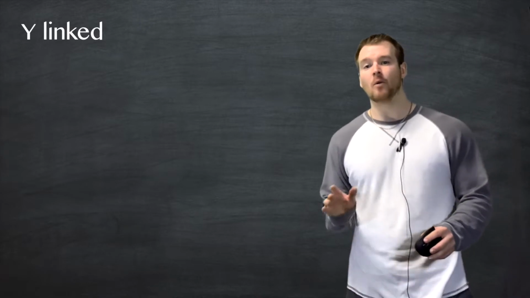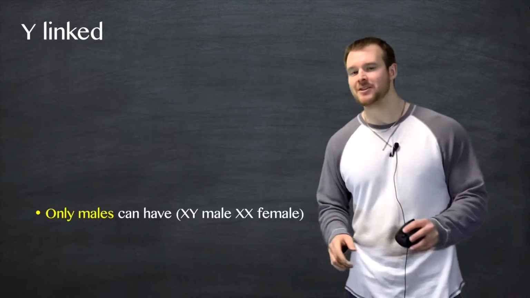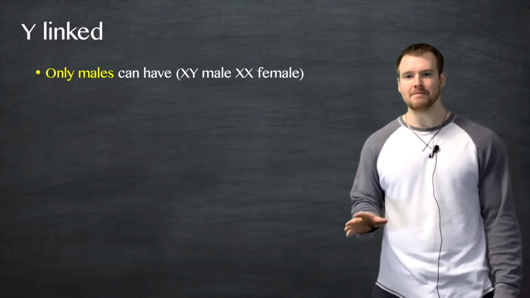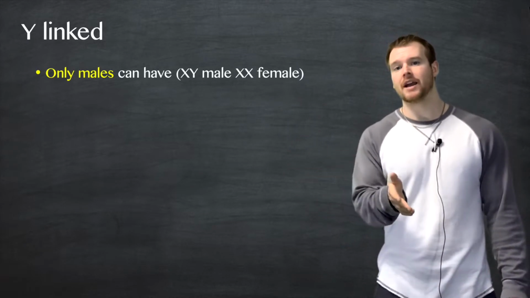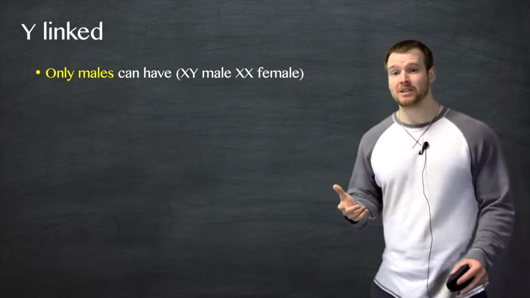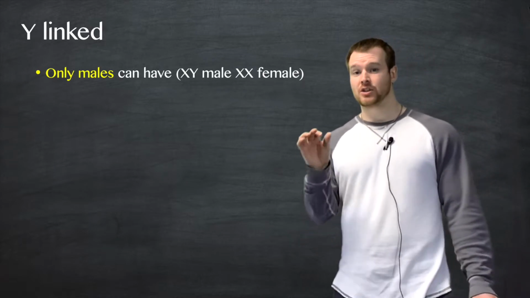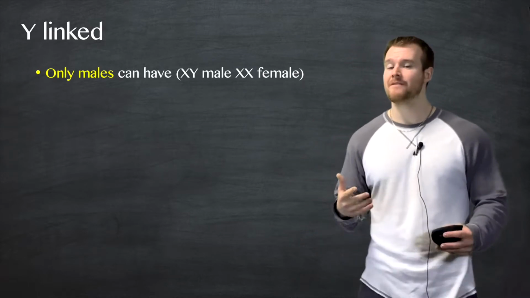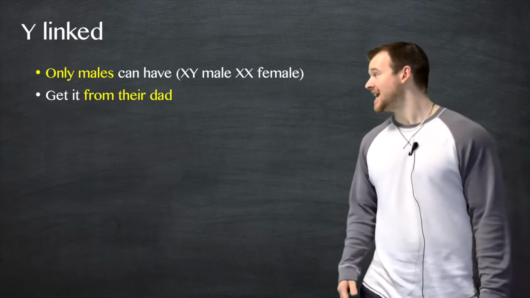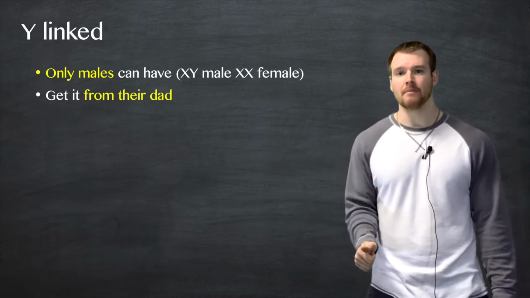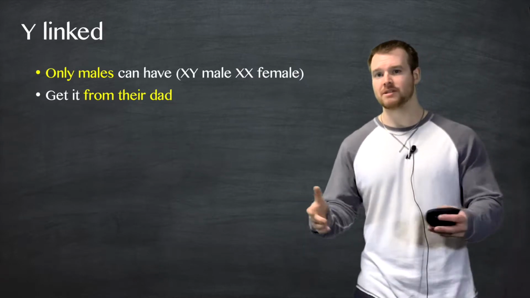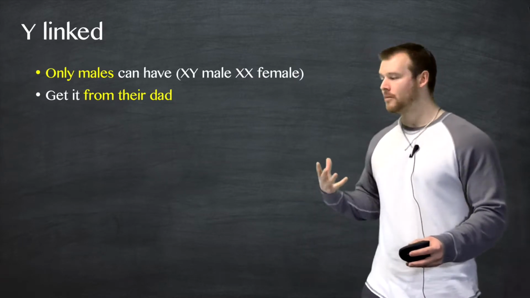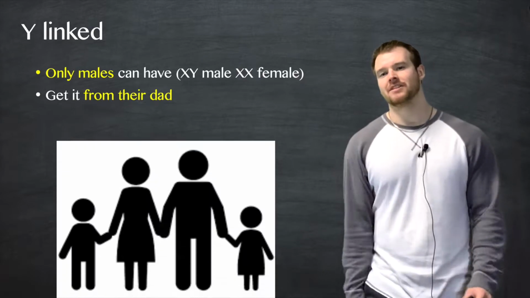Okay, now let's look at Y-linked traits. This is actually a little easier to understand. Only males can have this, because reminder, XX for female, XY for male. So females simply don't have a Y chromosome. So if there's a trait that only comes on Y chromosomes, females can't have it. And all the males must get it from their dad, because they don't get a Y chromosome from their mom. Their mom doesn't have a Y. So all males would get it from their dad.